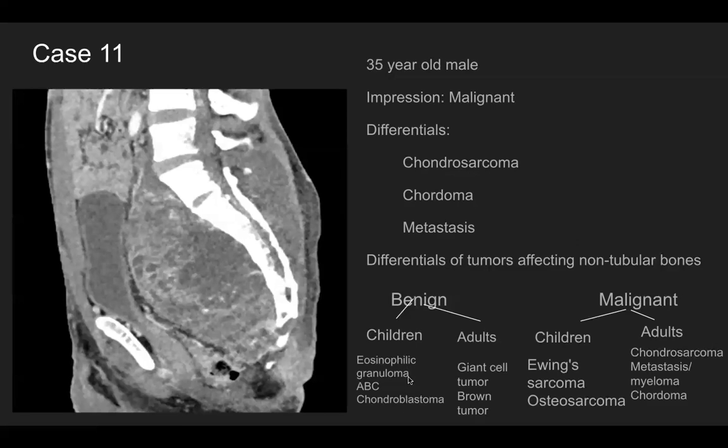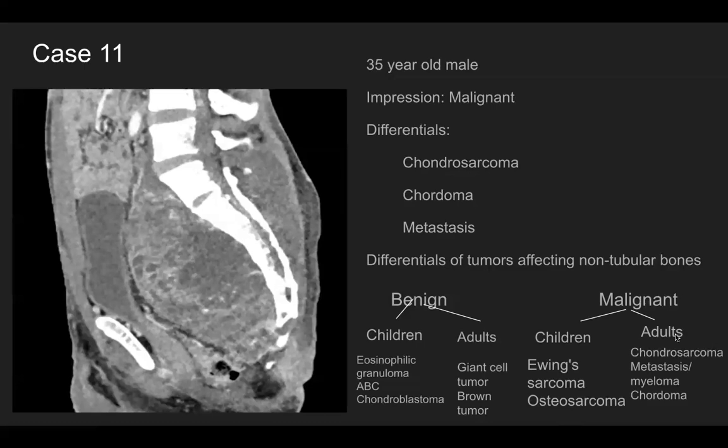Whereas if you see a benign tumor in a flat bone in an adult, you should think of either a giant cell tumor or a brown tumor. If you see a malignant tumor, with cortical break and extraosseous soft tissue component, that means malignant, in a child, involving a flat bone such as a rib or a sternum, or pelvic bone, then you must think of Ewing sarcoma, and sometimes it may be osteosarcoma if it has an osteoid matrix.